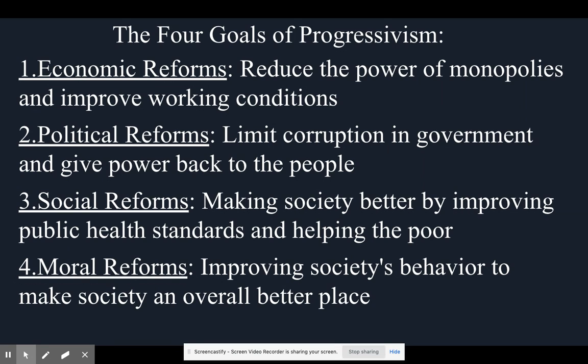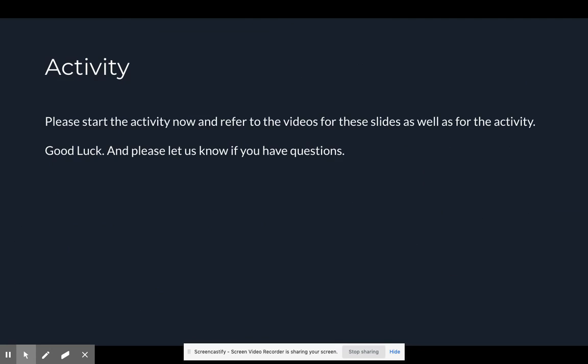And then moral reforms, which I will do for you guys in the example, is improving society's behavior to make society an overall better place to be. So those are the 4 goals of progressivism. You'll see them and identify them throughout the activity that you will do, but I just want to give you guys a little bit of background so you know what to expect.